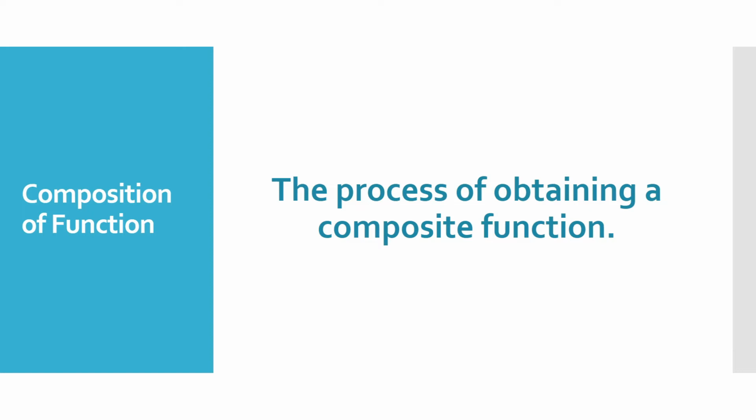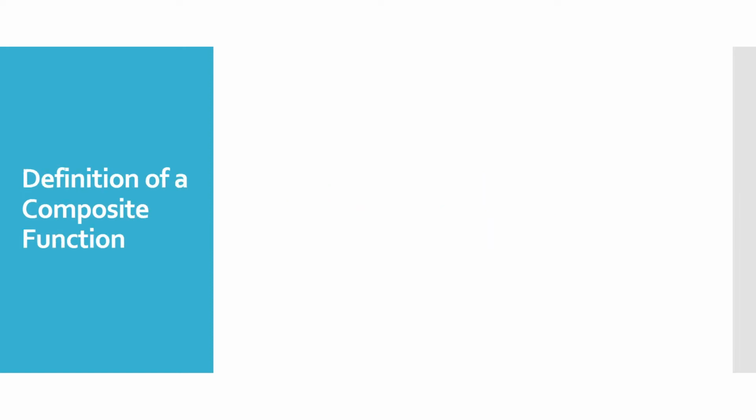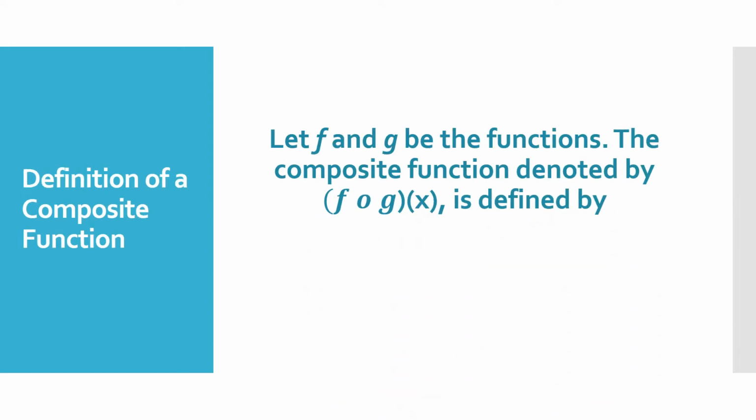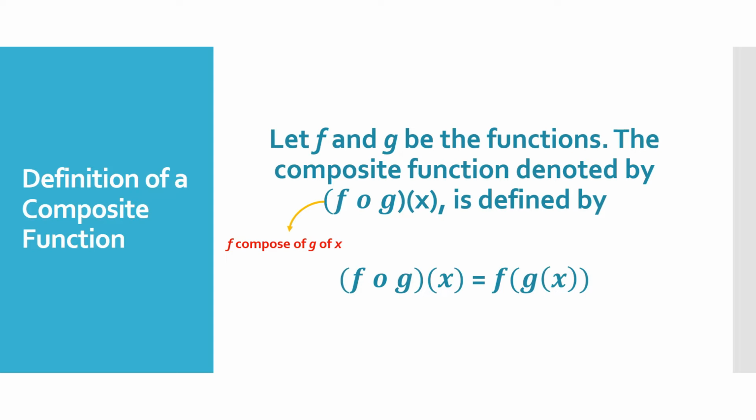Composition of function is the process of obtaining a composite function. What is then a composite function? Let f and g be the functions. The composite function denoted by f composed of g of x is defined by f composed of g of x equals f of g of x.